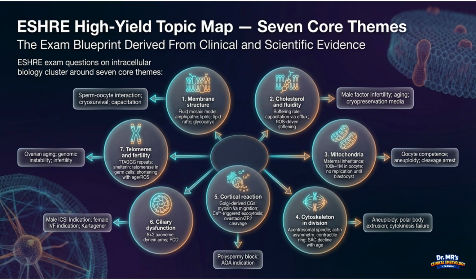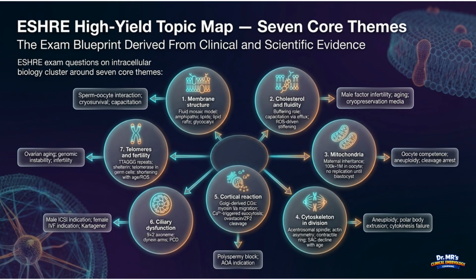Theme 3. Mitochondria numbers. We stated this earlier, but memorize the bounds. 100,000 to 1 million per mature oocyte. You must know the exact length of the human mitochondrial genome, 16,569 base pairs. And you must know that inheritance is strictly maternal. Why strictly maternal? Don't sperm have mitochondria in their midpiece to power the tail? They do, but upon entering the oocyte, the sperm mitochondria are ubiquitinated, meaning they are tagged with a death signal and actively destroyed by the oocyte's proteasomes. This prevents heteroplasmy, which is the chaotic mixing of two different mitochondrial genomes.